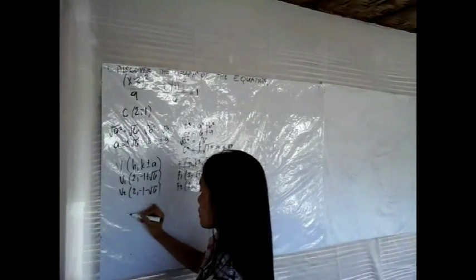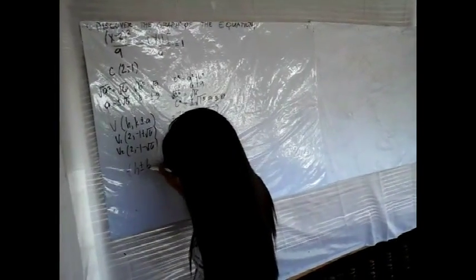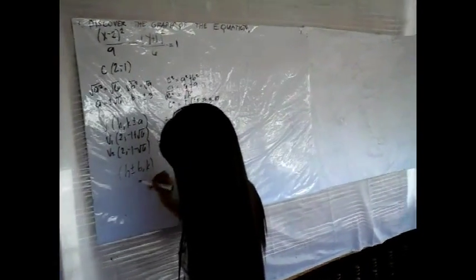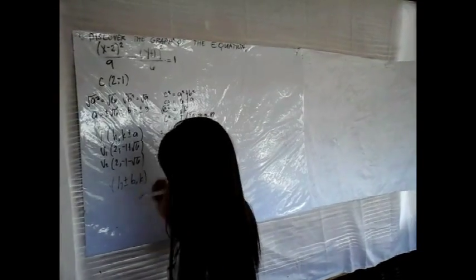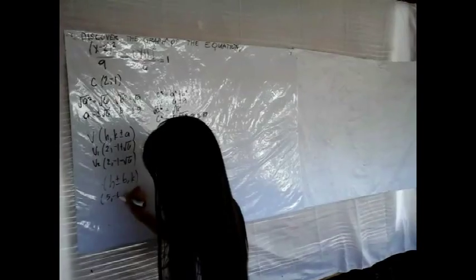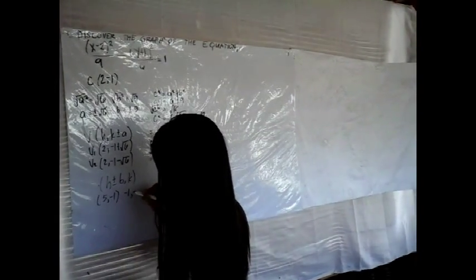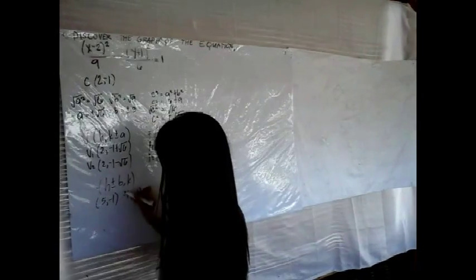Find our minor axis by having this formula. We have h, positive negative b, and k. So we have 5 and negative 1, and negative 1, negative 1.